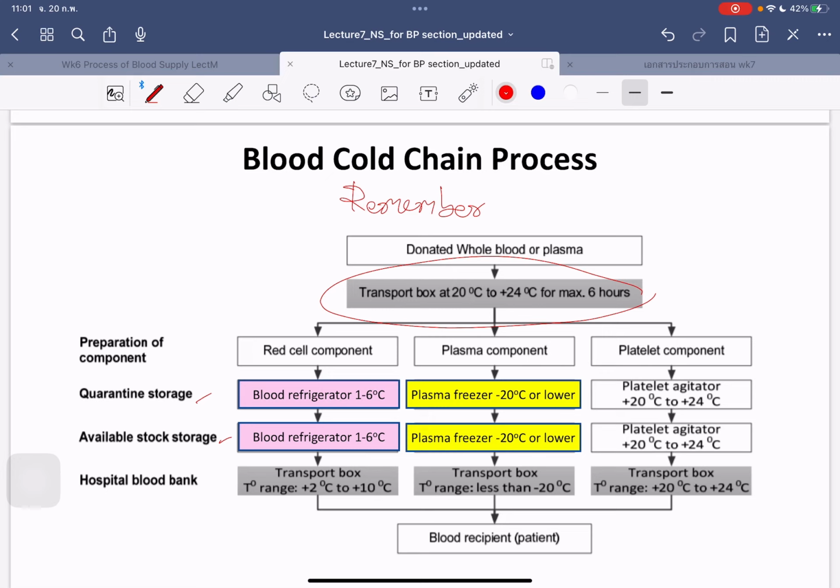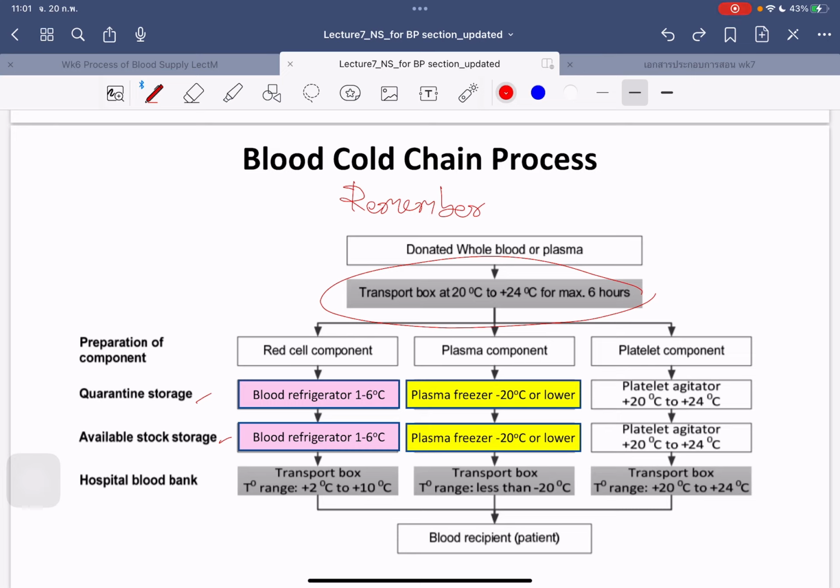One whole blood can be separated largely into 3 components. The first one is the red blood cell component. It should be stored at 1 to 6 degrees Celsius, and if you want to transport the processed blood, it should be transported at 2 to 10 degrees Celsius. The plasma component should be frozen at -80 or -18 or lower. At this temperature, it can be stored for 1 year.